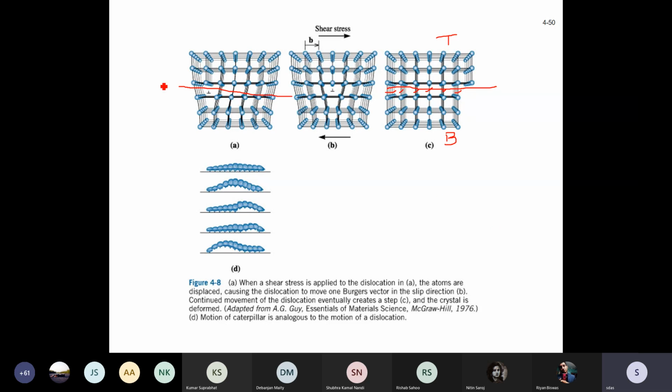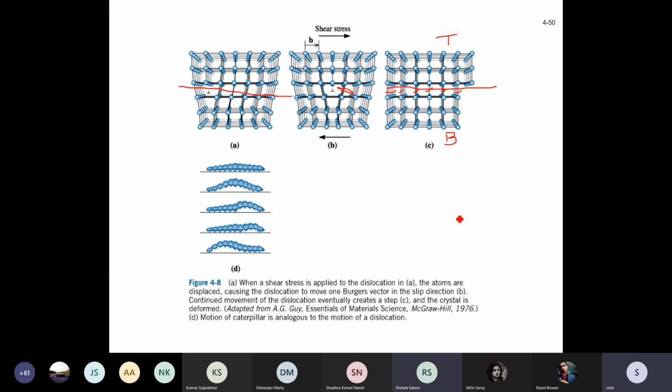But due to the movement of the extra half plane, what do you rupture? This bond only. It takes the bottom portion away. The other bonds remain unchanged. You don't break them. So one bond at a time. That's the reason theoretical shear strength is much, much higher. If you have a defect like an edge dislocation, you snap one bond at a time.